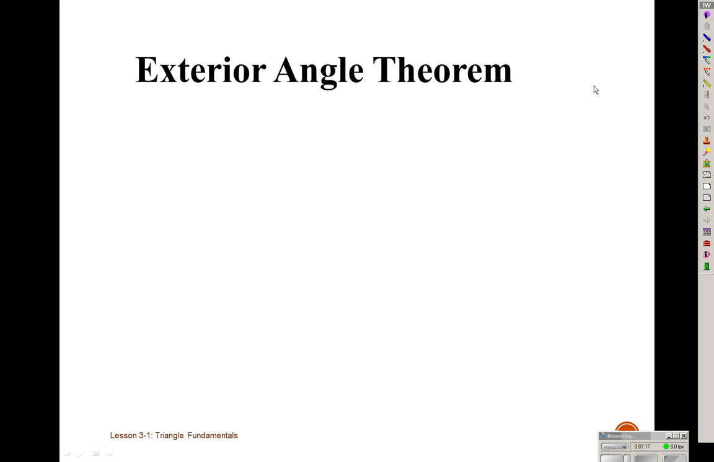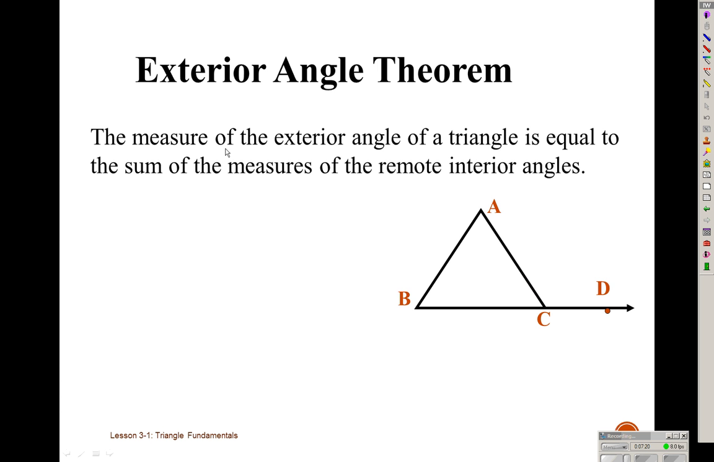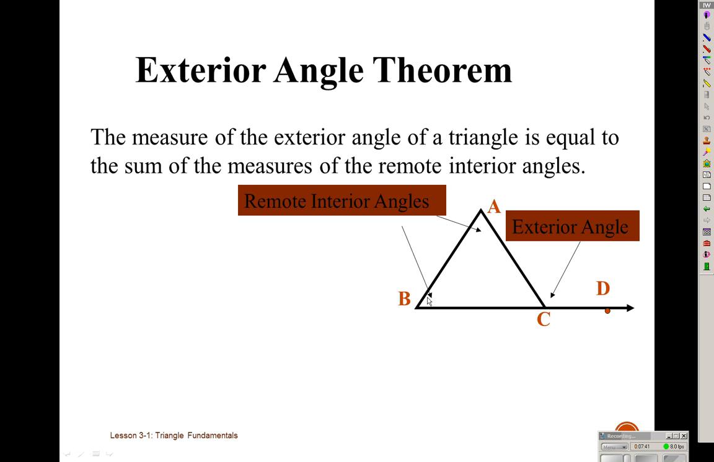The exterior angle theorem says that the measure of the exterior angle of a triangle is equal to the sum of the measures of the remote interior angles. The exterior angle occurs when you extend a side and you take that extension and measure the angle that goes to the next side. The remote interior angles are the two angles on the other end of the triangle. It's not going to be the one next to the exterior, it's going to be the other two. And the remote interior angles add up to equal the exterior angle.